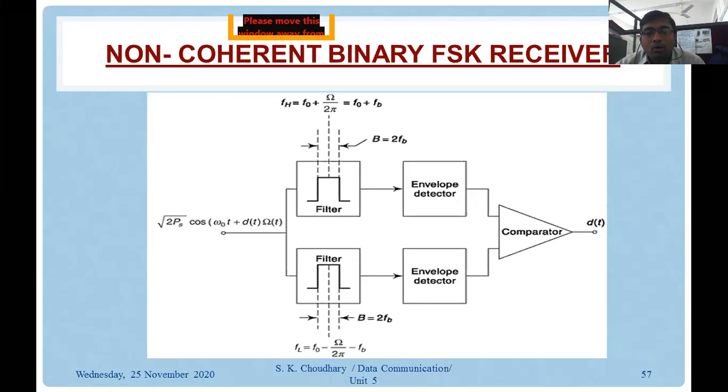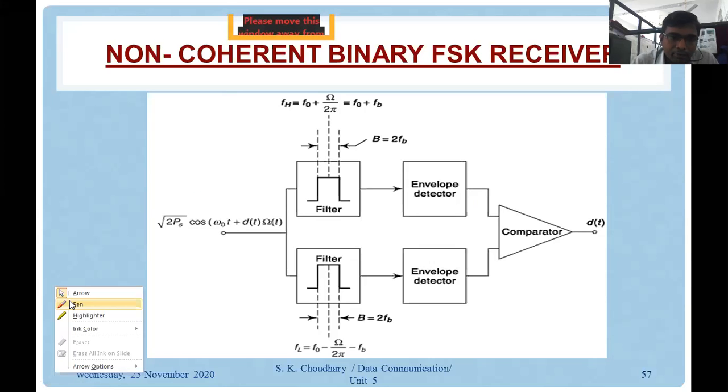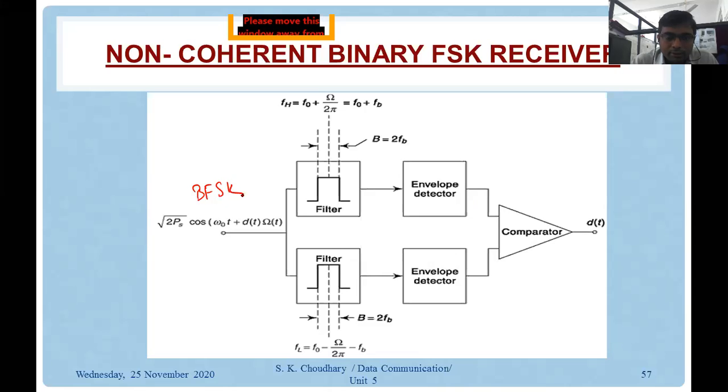But in the case of non-coherent detection, the frequency of the carrier signal may not be matched, so we have to use some other way. For that purpose, if you look at this structure, S(t), that is the BFSK signal, is equal to square root of 2P_s cos(omega naught t plus delta omega t). Delta omega here is the change or shift in the frequency.